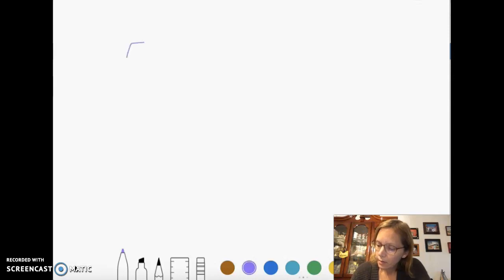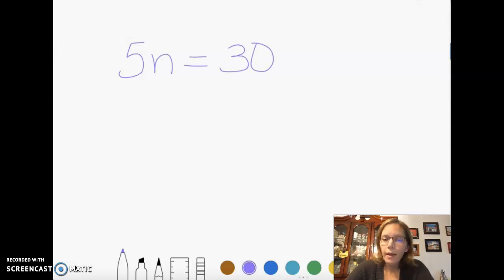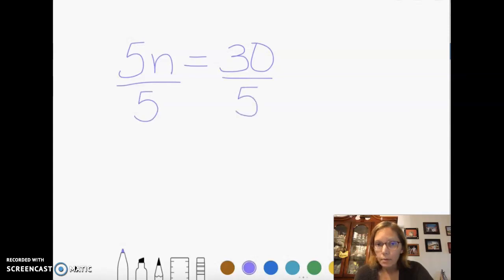What if we had 5n equals 30? Remember, when two things are written next to each other, it means multiply. So I know that the 5 is being multiplied by the n. If it's being multiplied, I have to do the opposite. That means I'm going to divide both sides by whatever is next to the variable. So I'm going to divide by 5. Whatever I do to one side, I have to do to the other.